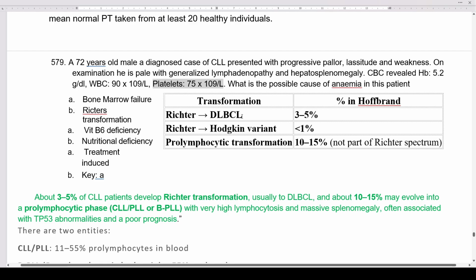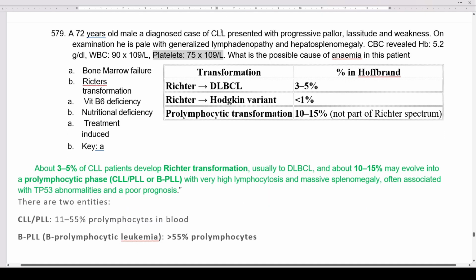It can also transform into the Hodgkin's variant, Hodgkin's lymphoma, and 15 to 20% will transform into CLL, PLL, and then to BPLL. So just remember that CLL will go into Richter's transformation, which is DLBCL in 99% of cases, and in less than 1% it can transform into Hodgkin lymphoma. And for CLL, PLL, or BPLL, 10 to 15% may evolve into this.